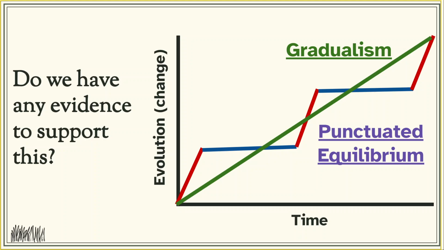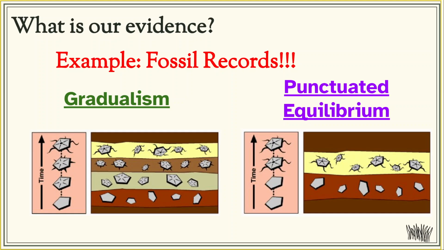But what evidence do we even have to support the difference between gradualism and punctuated? Well, we were just talking about fossils. Fossils show us how things changed over time. And we can look at fossils and see if it's punctuated or if it's gradualism. So with gradualism, you'll see fossils like on the left-hand side, where we have fossils in every layer, and you can see the change happen slowly.